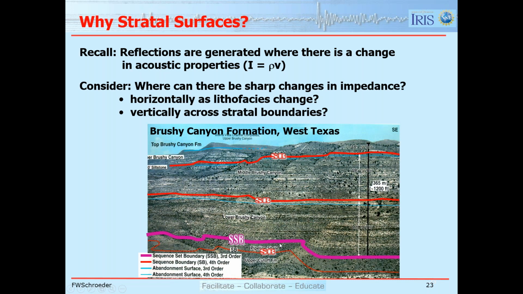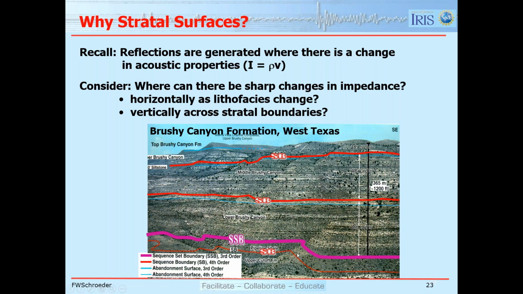So here's a picture of an outcrop. This is from West Texas. The scale here, the black bar, is 365 meters or 1,200 feet. So quite a thick unit here. We have at the very base the Pipeline Shale. Then above that we have the Lower Brushy Canyon Formation, the Middle Brushy Canyon, and the Upper Brushy Canyon Formation.